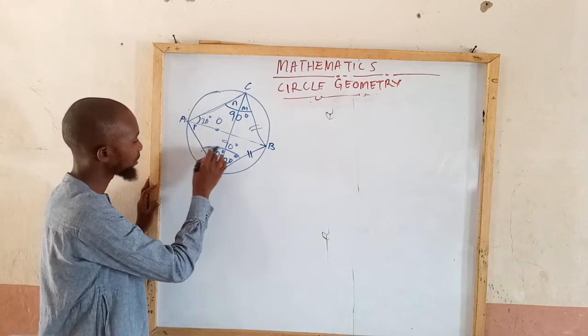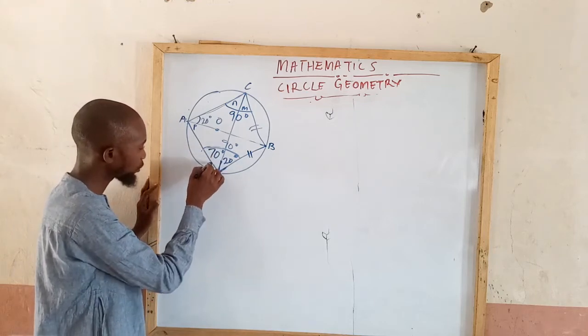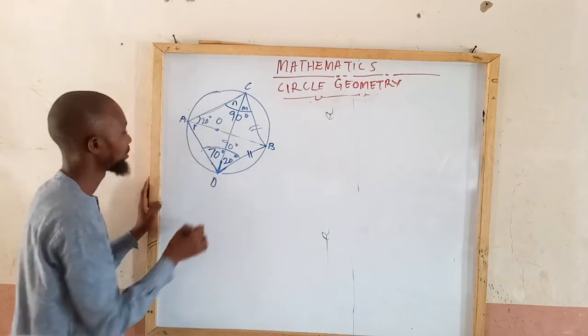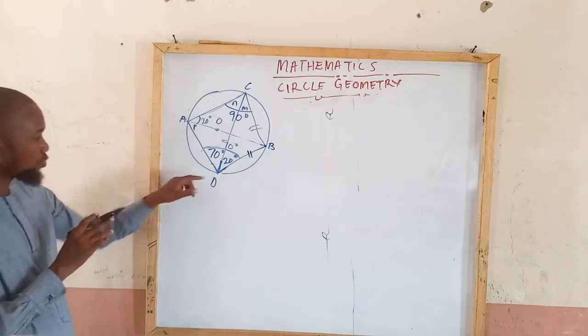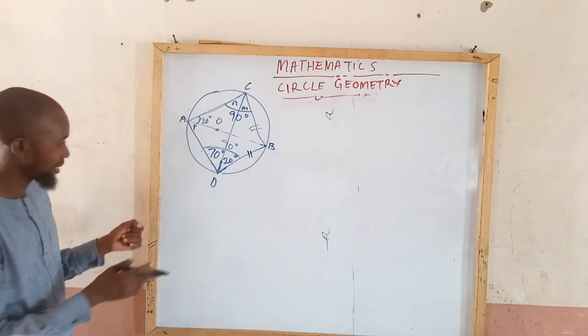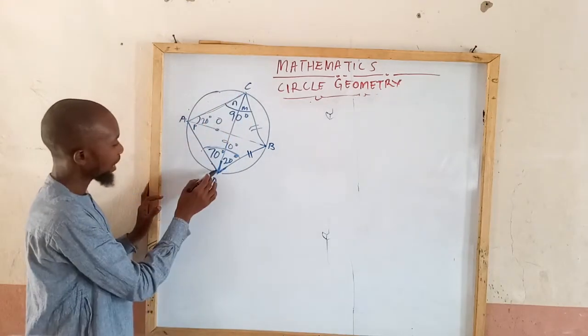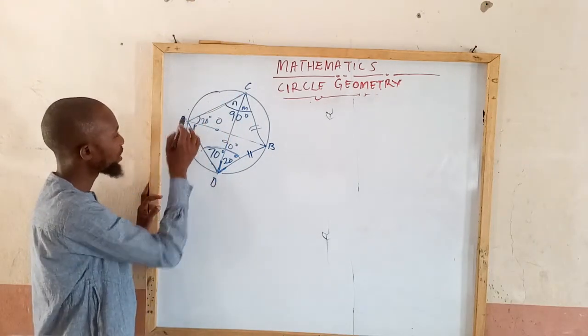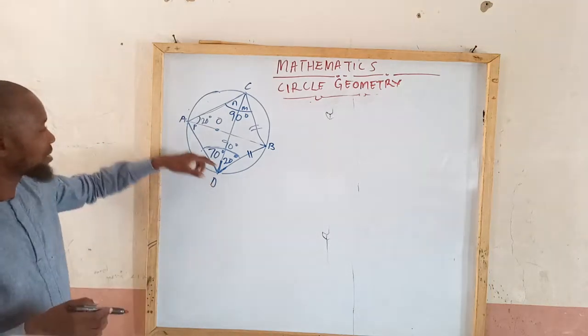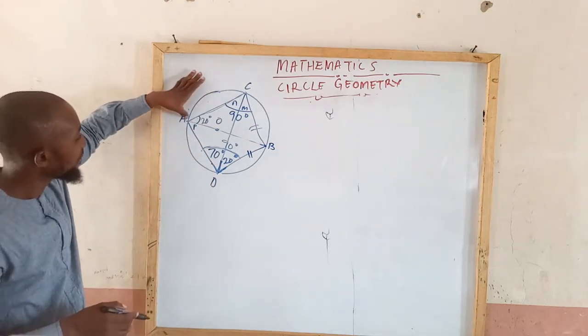Now let's also verify the one of 70 degrees which we have here. This 70 degrees is formed by the coming together of these two lines. So for us to know the chord where this 70 degrees is resting, I will move from here down to C. I can also go from this point down to A here. So we can see that angle 70 degrees is resting on chord AC.